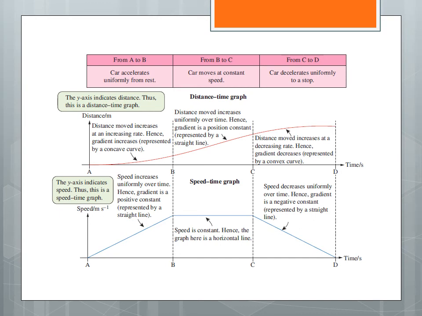The y-axis indicates speed, thus this is a speed-time graph. Speed increases uniformly over time. Hence the gradient is a positive constant, represented by a straight line. Speed is constant, hence the graph is a horizontal line. Speed decreases uniformly over time. Hence the gradient is a negative constant, represented by a straight line.